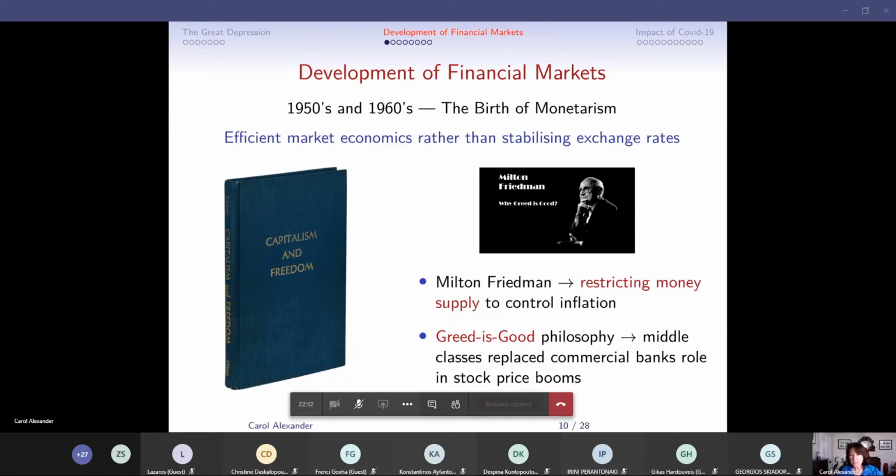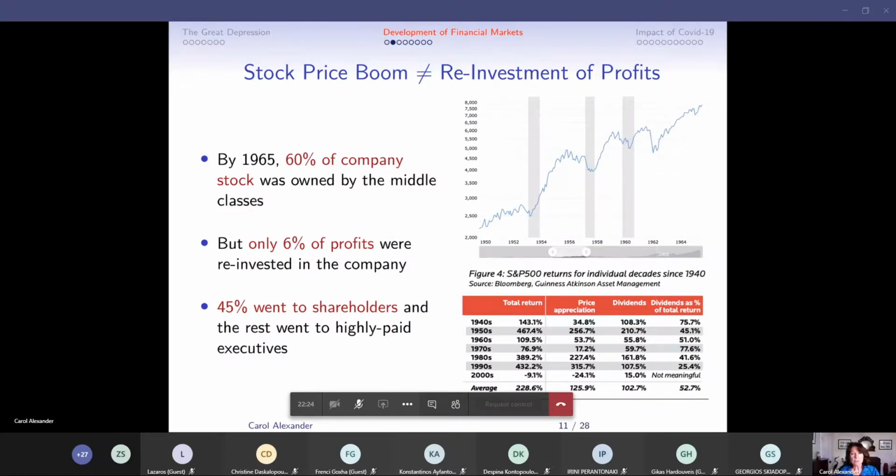His other philosophy, later on in his book Capitalism and Freedom, was that greed is good. And this type of philosophy encouraged the middle classes in the US, instead of commercial banks now, it was the middle classes that contributed to stock price booms. By 1965, 60% of company stock was owned by middle classes. And you can see this graph on the right here, the S&P 500 index going from a little over 2,000 to nearly 8,000 in the space of 15 years.